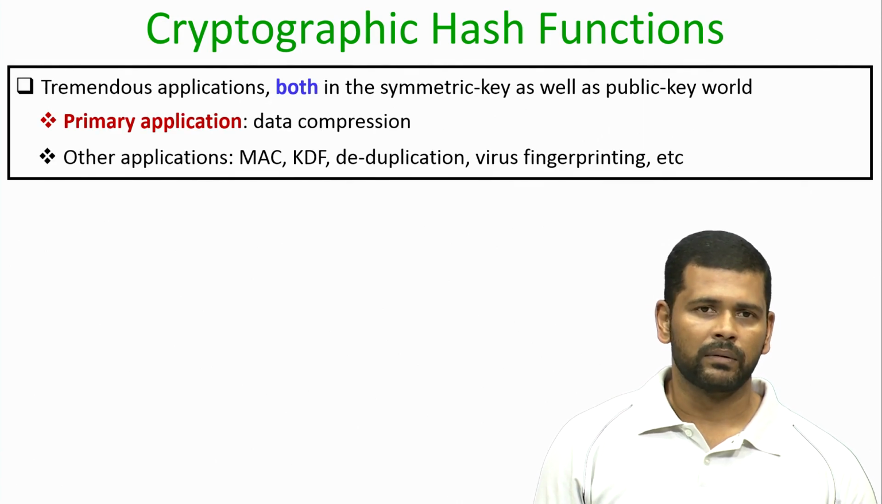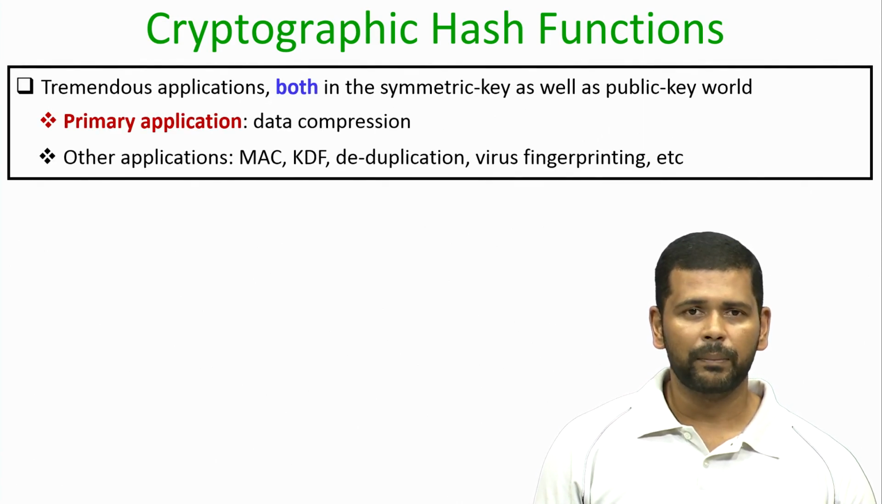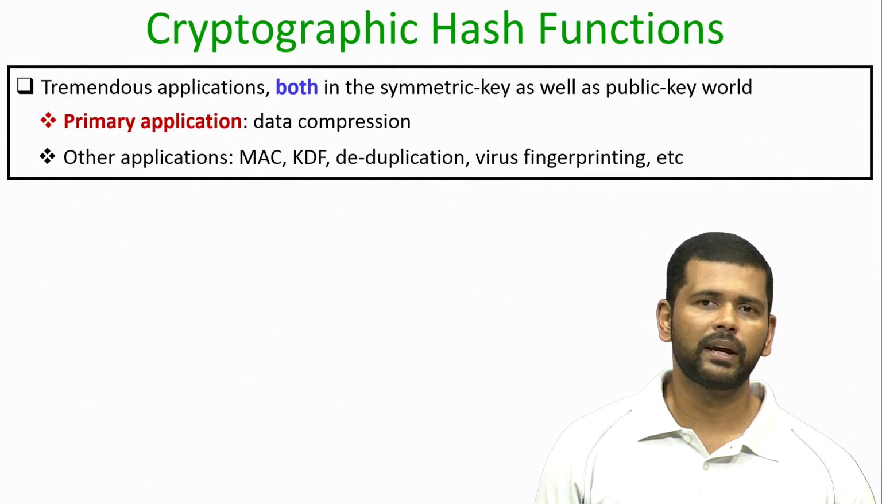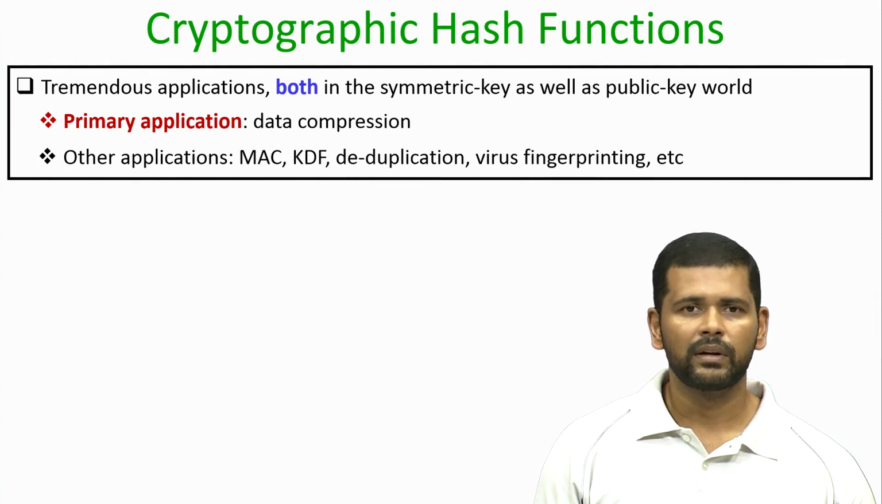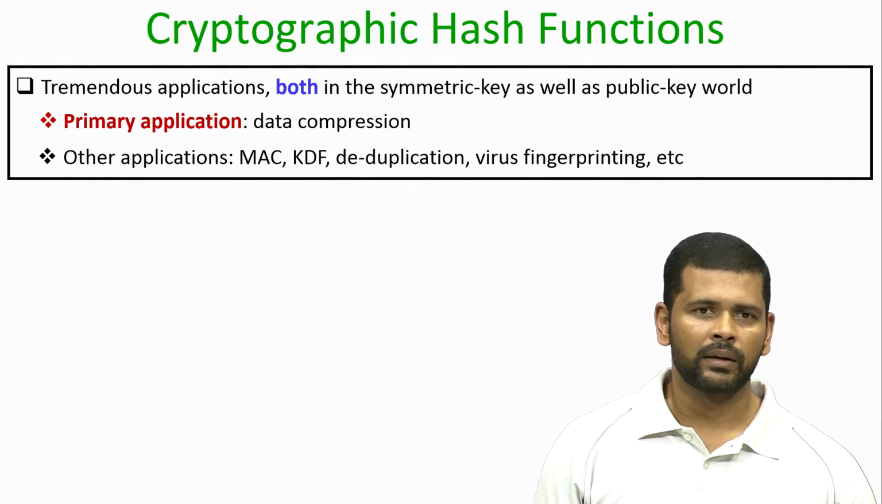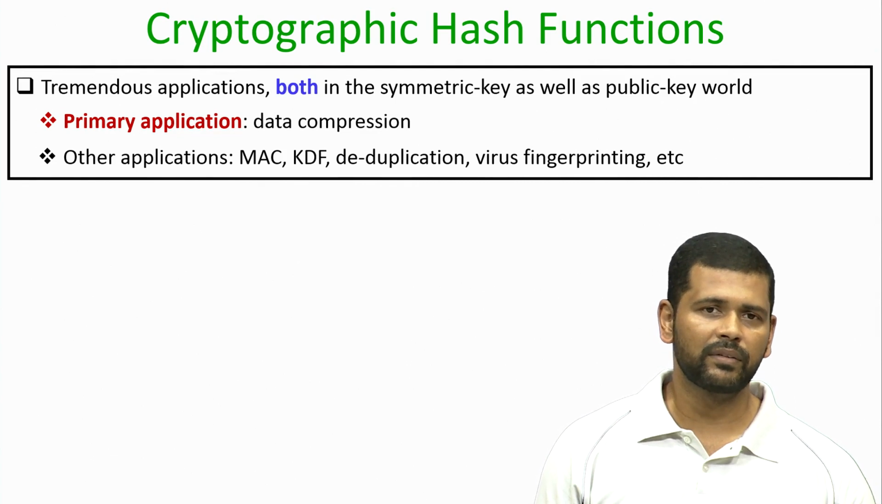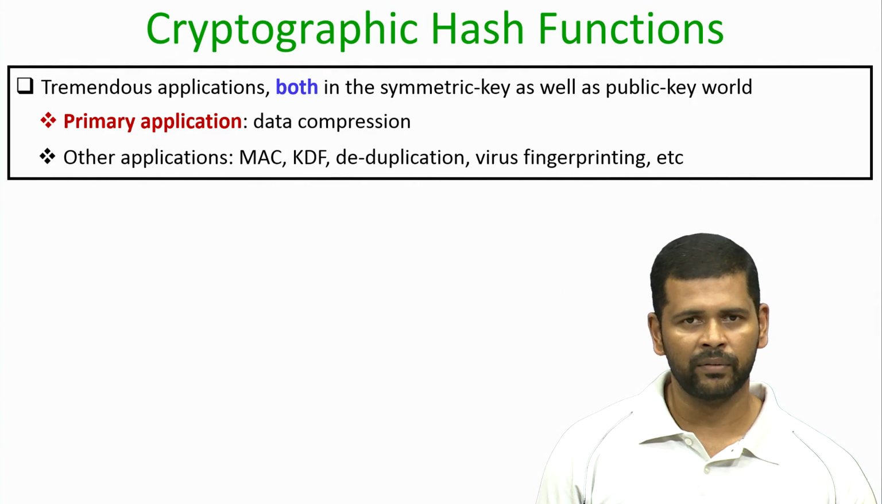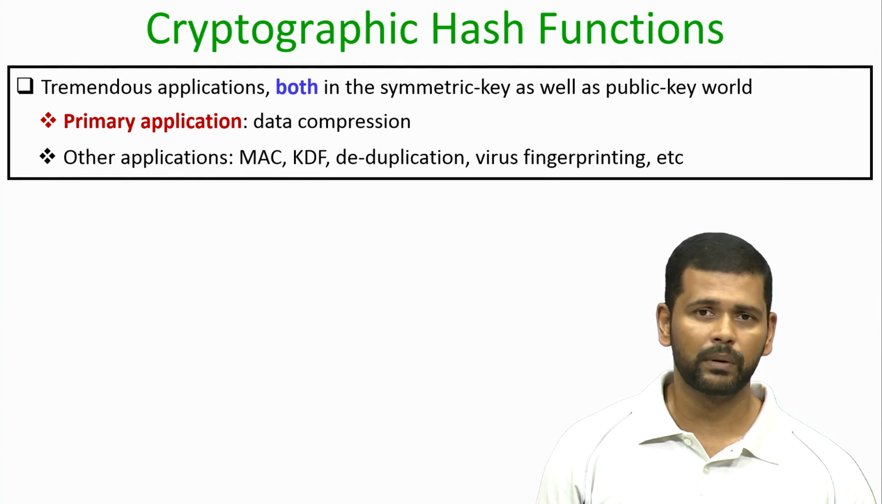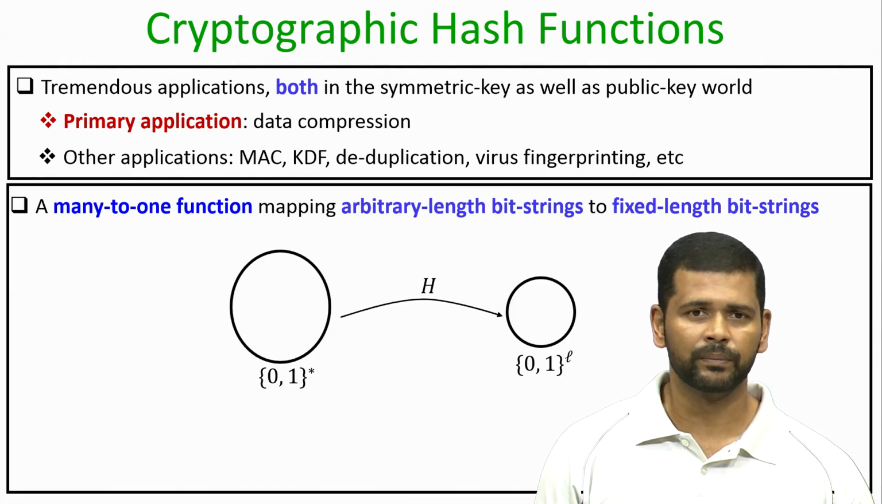This primitive has tremendous applications both in the symmetric key as well as in the public key setting, and the primary application of this cryptographic primitive is data compression. It has several other applications like construction of message authentication codes, as a key derivation function, for deduplication purposes, virus fingerprinting and so on.